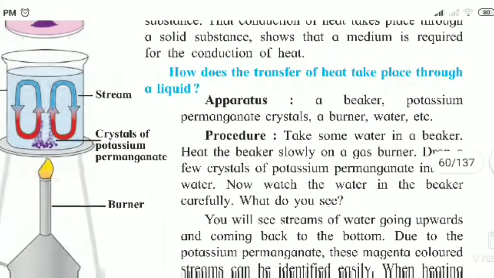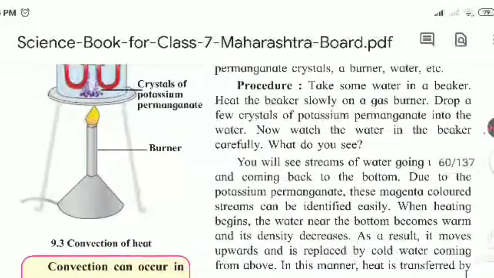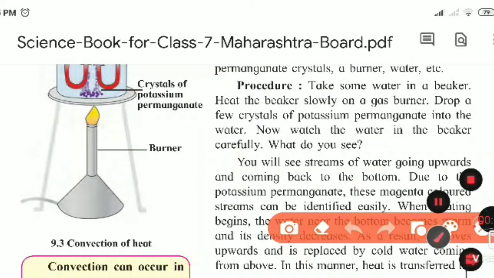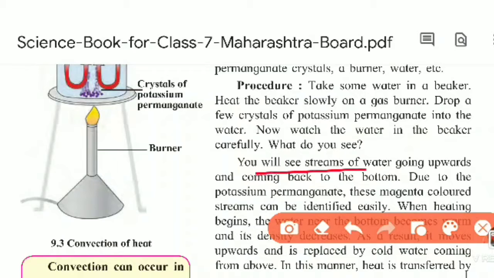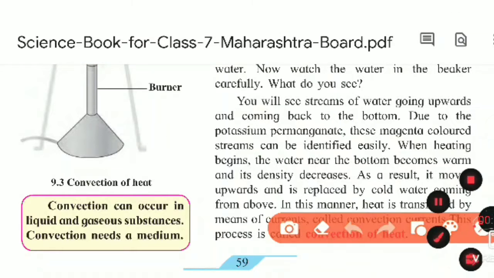How does the transfer of heat take place through a liquid? With a beaker and potassium permanganate, first of all you will see the stream of water going upward and coming back to the bottom. Due to the potassium permanganate, we can understand that direction, it is moving up and down. This magenta colored stream can be identified easily when heating begins.